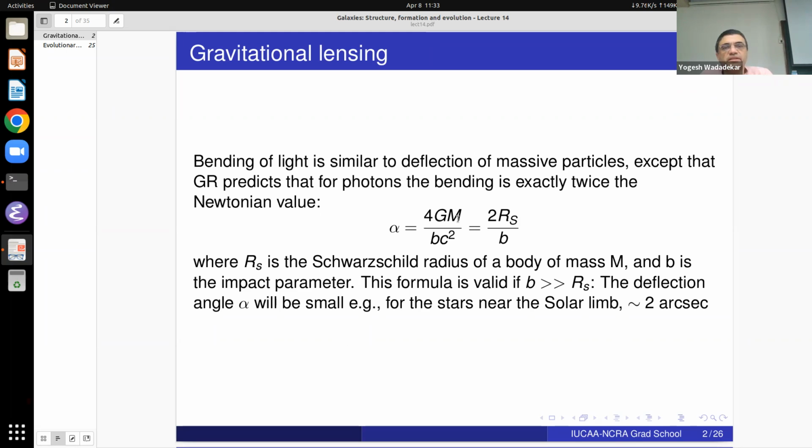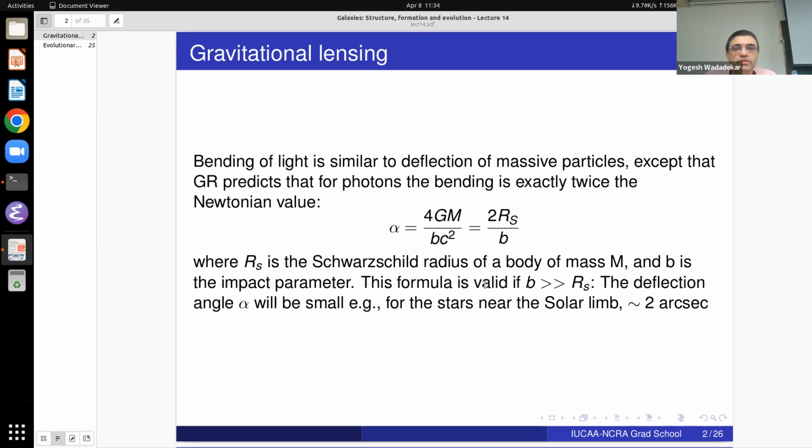So you can write it like this: 4GM over bc squared, which is equivalent to 2 times the Schwarzschild radius divided by the impact parameter. This formula is only valid if b is much greater than Rs, which usually is the case. So for example, for the sun, the deflection angle alpha is about 2 arc seconds for stars that are very close to the solar limb. Of course, b is much greater than Rs in that situation.